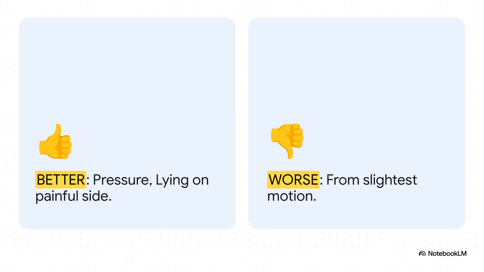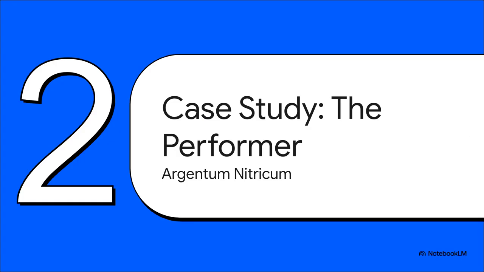Let's look at a really clear example with the remedy bryonia. For this particular picture, any motion, like any at all, makes things worse. But pressure, or lying on the painful side, brings relief. It's this very specific pattern of what helps and what hurts that really defines the modality. Okay, so theory is one thing. Let's see how all these building blocks actually come together in a real-world case study.